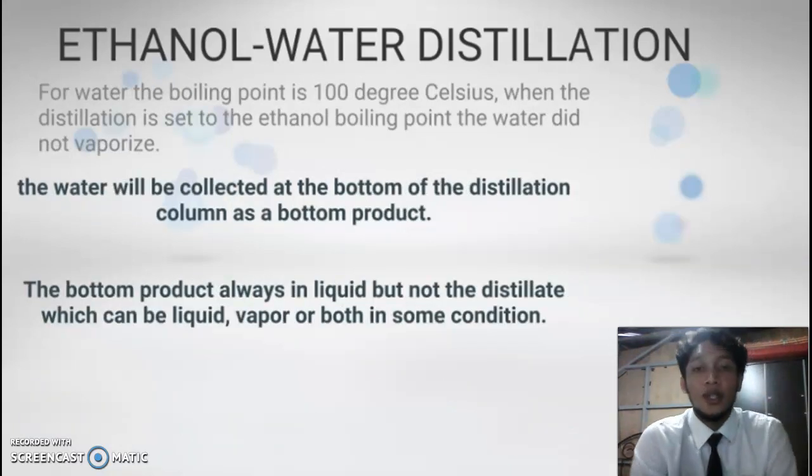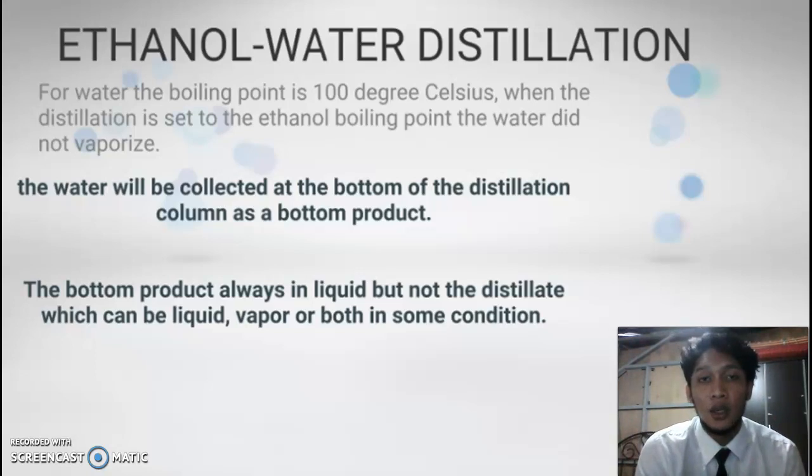The water, which has the higher boiling point between these two components, will be collected as the bottom product. We know that the bottom product is always a liquid. The water will be collected because the setting of the distillation column did not reach the water boiling point, so the water remains as a liquid.